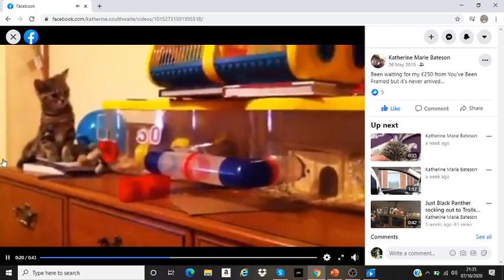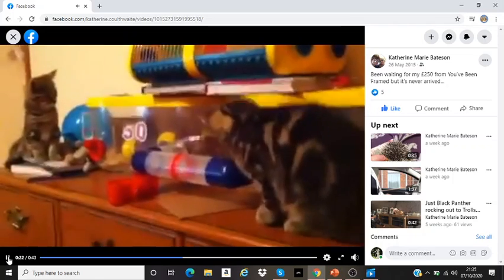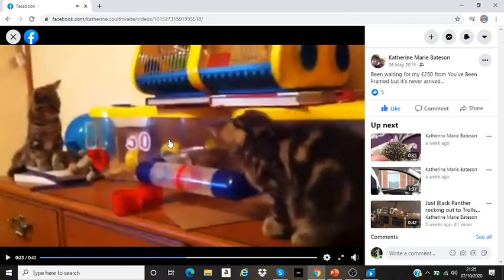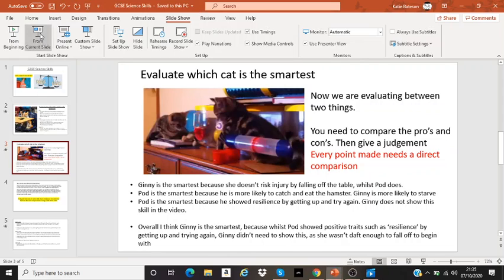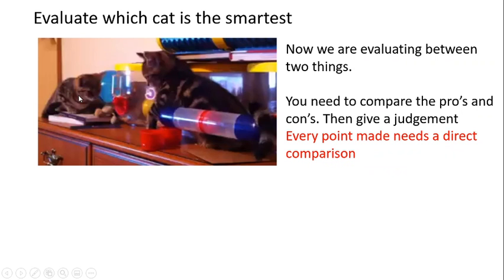Interesting. So I'm still waiting for the money from You've Been Framed for that one. So these 2 cats, by the way, this one on the left is a girl cat called Ginny. This is our boy cat called Pod. And this is very typical of their behaviour. Ginny would sit back and Pod would investigate and do stupid things. They are, by the way, if you can't tell, actually chasing a hamster. The hamster was called Mr. Fluffy. Rest in peace, Mr. Fluffy.